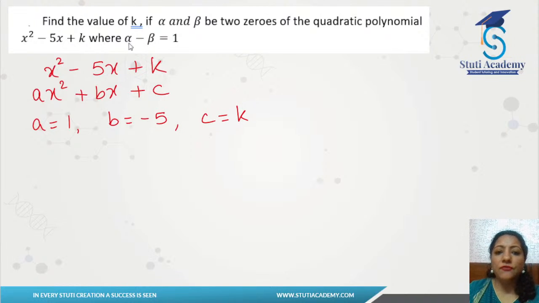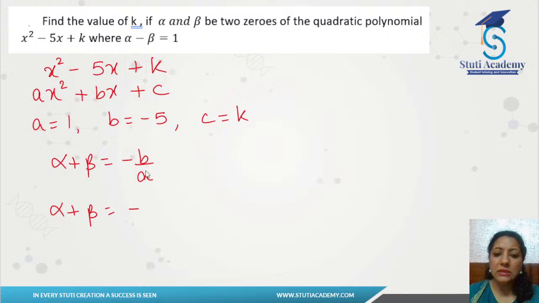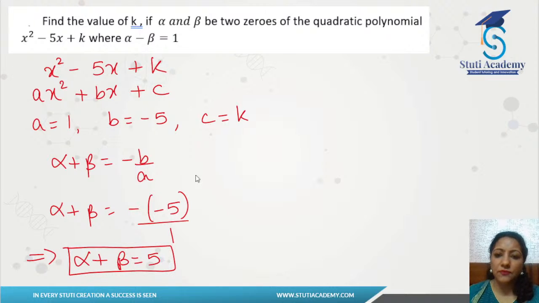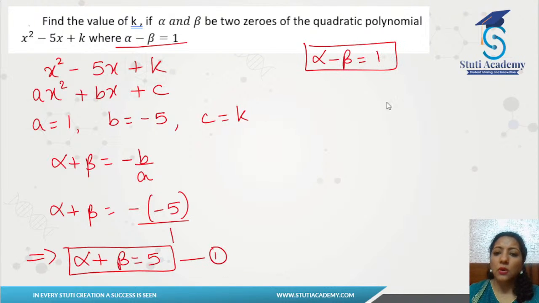Now we already know alpha minus beta is equal to 1, and also we know that alpha plus beta, that is the sum of the zeros, is the same as minus b by a. So we can say alpha plus beta is equal to minus 5 upon 1. b is minus 5 here and a is 1. So this gives us alpha plus beta is equal to 5. Also it is already given to us alpha minus beta equal to 1. Now from these two equations, we are going to solve for alpha and beta.